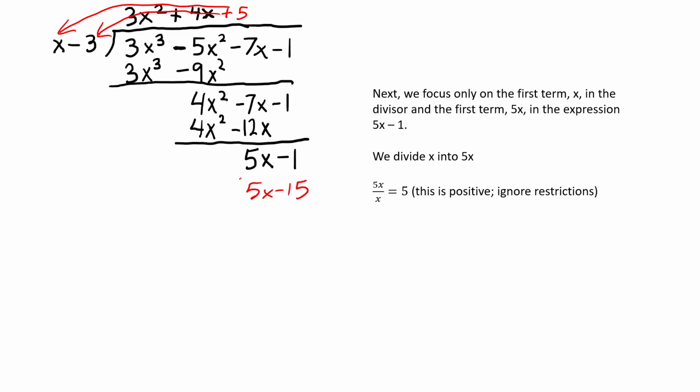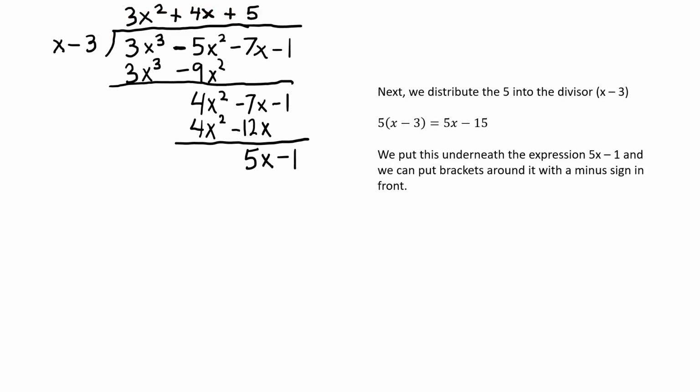But we're going to have to subtract it, and we're going to put a bracket around the whole thing and a minus sign in front. Okay? Like that. Now we're going to do our subtraction. 5x minus 5x is 0. We leave it blank. Negative 1 minus negative 15 is positive 14.